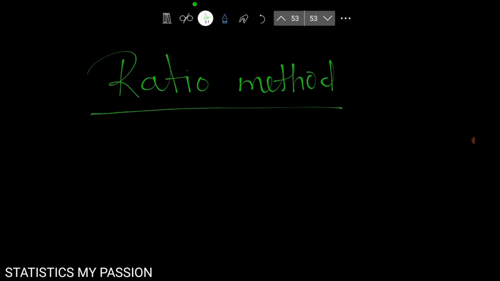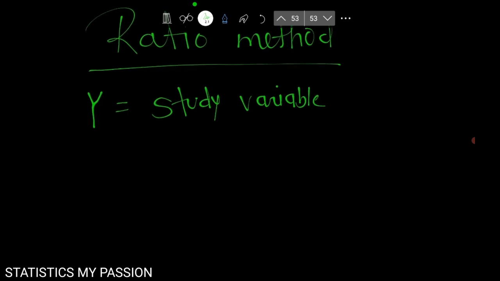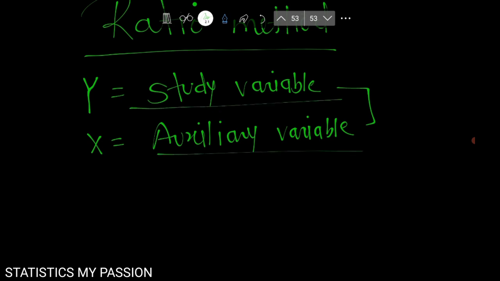In a simple way, if we have knowledge of the auxiliary variable x which is correlated with y, then we can use the ratio method of estimation. So how do we use the ratio method of estimation? Suppose that y is the study variable and x is the auxiliary variable. So both are different. What is the study variable and what is the auxiliary variable?